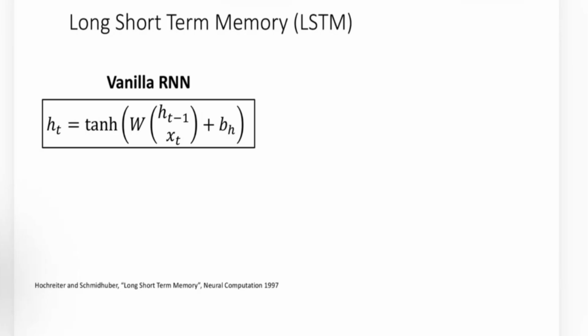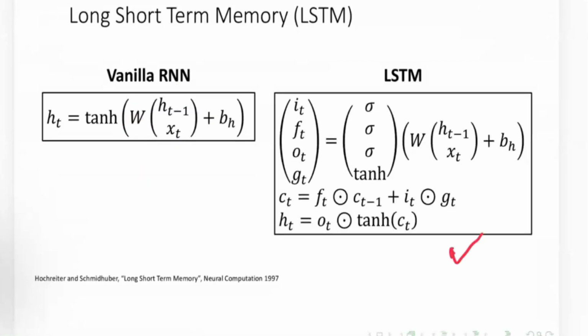But before that, let's see the vanilla RNN also. This is your vanilla RNN that we have seen before. We have combined WHH and WXH in a single matrix, that is your W, and then we have H(t-1) and X(t) here, and then bias. Finally you apply tanh and get the state S(t). Now this is your LSTM.